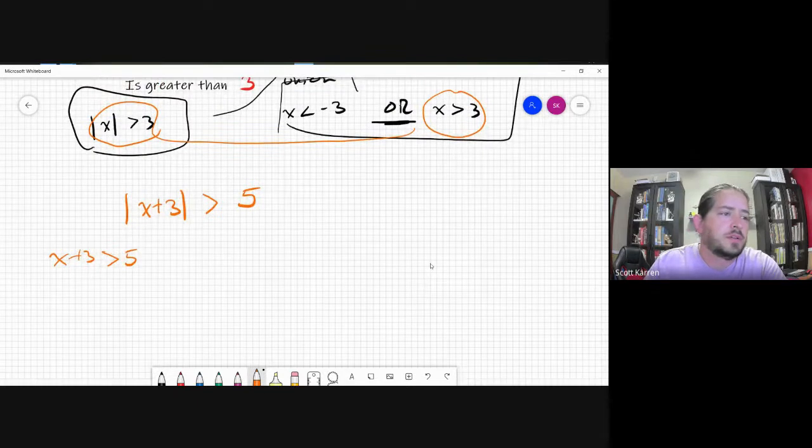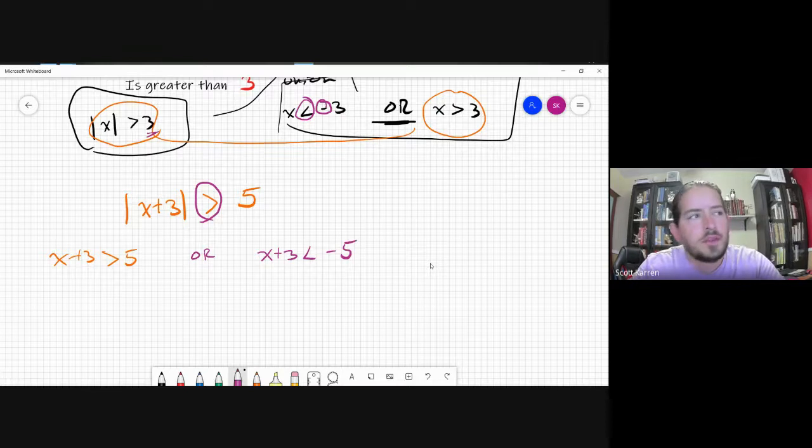And the other one changes the sign, right? So this 3 becomes -3, but it also changes the inequality. So you change the inequality, you change the sign. That's my other one. It's an or because it's a greater than. And the other expression then is x plus 3 is less than -5, right? That value is either to the right of 5 or it's to the left of -5.